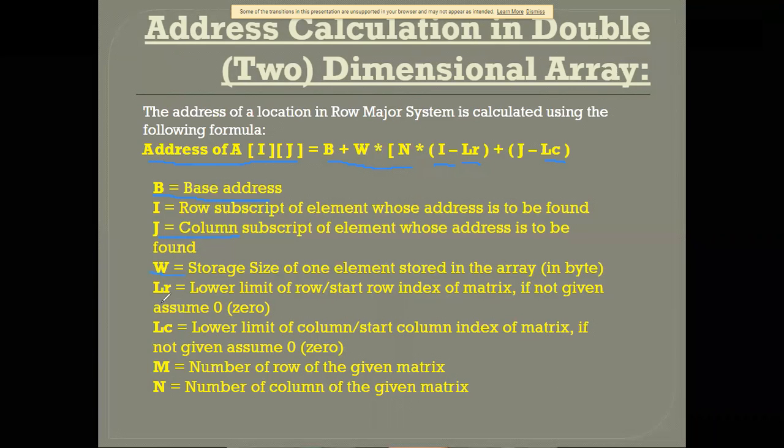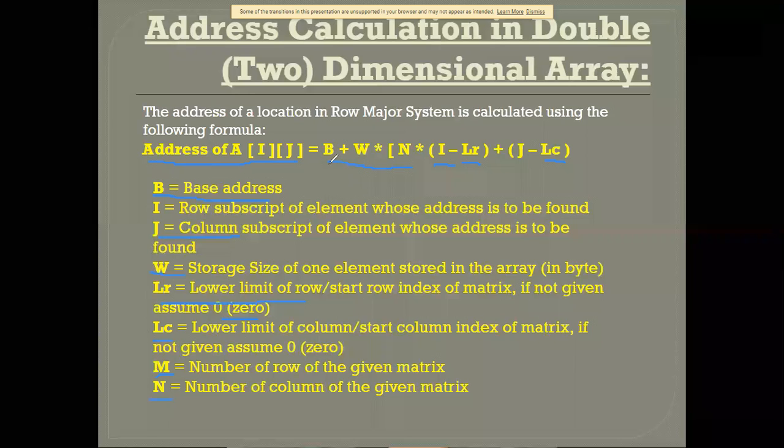LR means the lower limit of the row, or the start row index of the matrix. If it is not given, we have to assume it is 0. LC means the lower limit of the column, capital M means the number of rows in the given matrix, and capital N means the number of columns in the given matrix. This is the standard formula for calculating the address in a two-dimensional array in row major system.